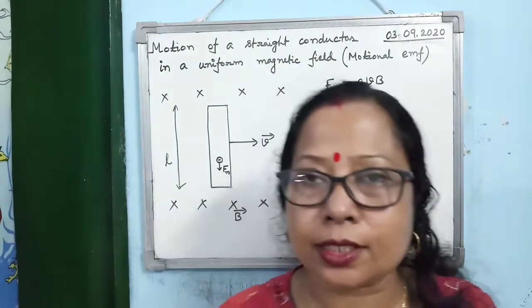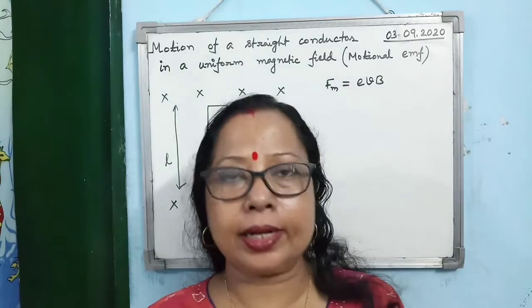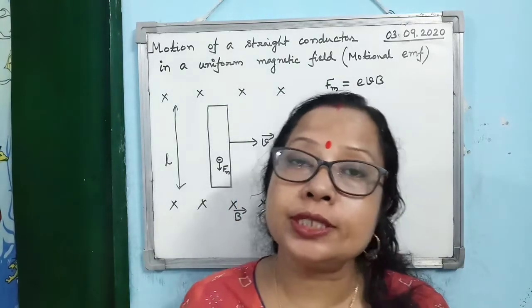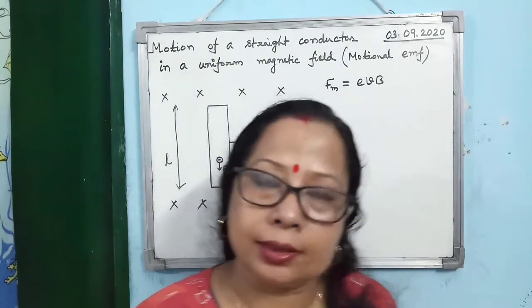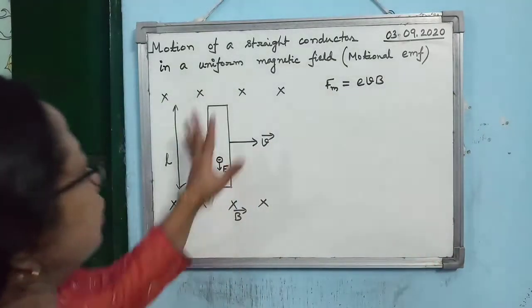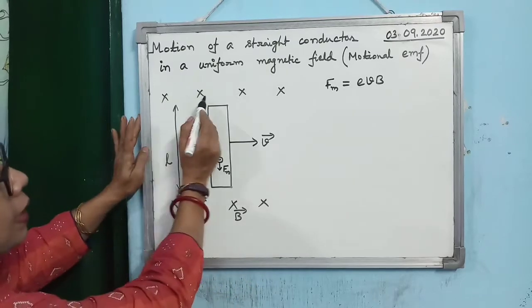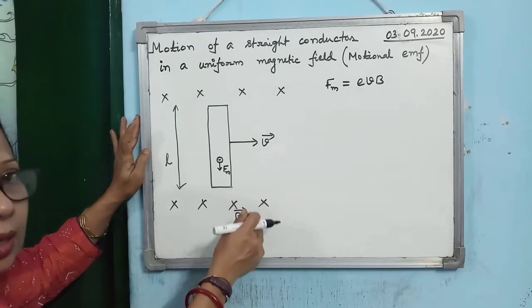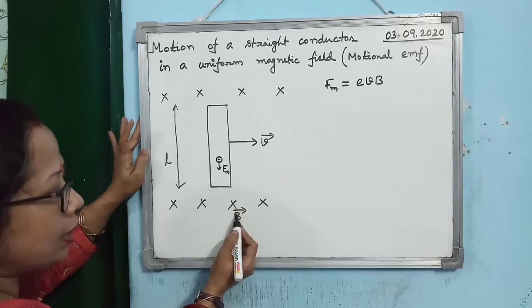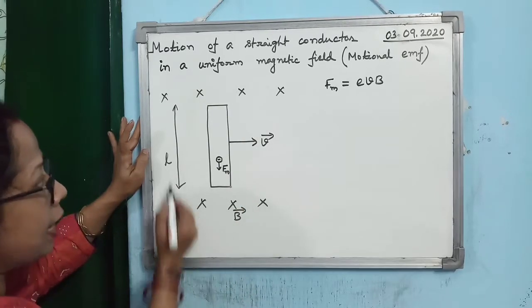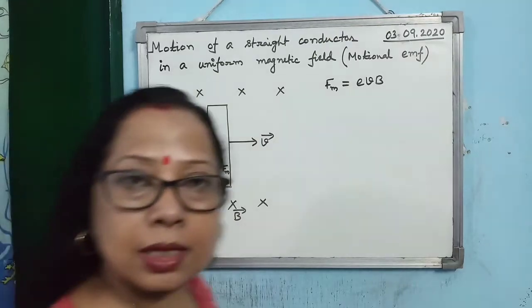I am starting the next topic of the electromagnetic induction chapter. That is the motion of a straight conductor in a uniform magnetic field. Now, here you see what we have taken. We have taken the magnetic field perpendicular to the whiteboard in the inward direction. That's why I have represented the magnetic field by a cross. I hope it is clear.